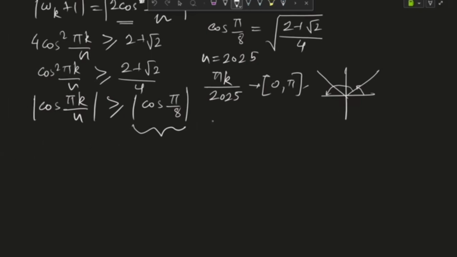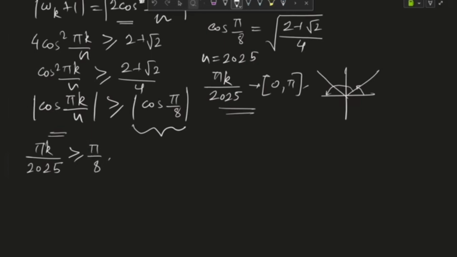So basically now this thing is 0 to pi, so we don't have to worry about the sign. This is positive obviously. So first, if we compare pi k by 2025, we will actually get two conditions from where we will get the final answer, the total number of solutions. So pi k by 2025 will be greater than or equal to, I guess, pi by 8.